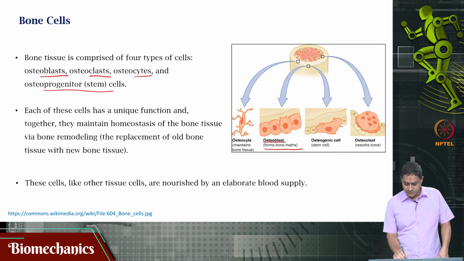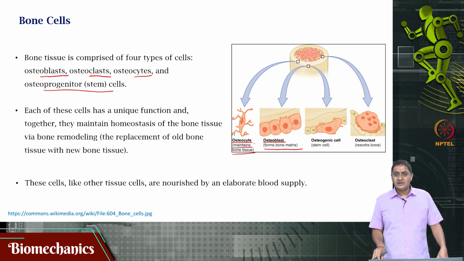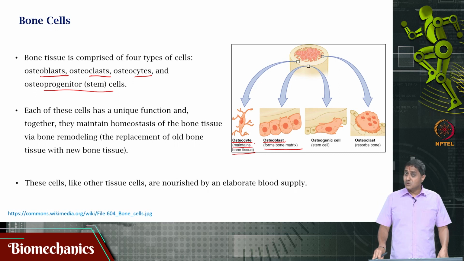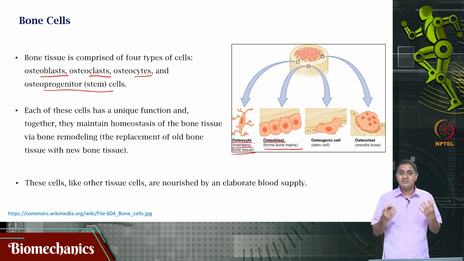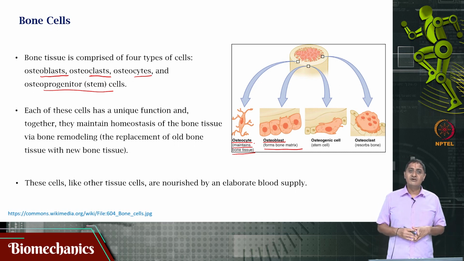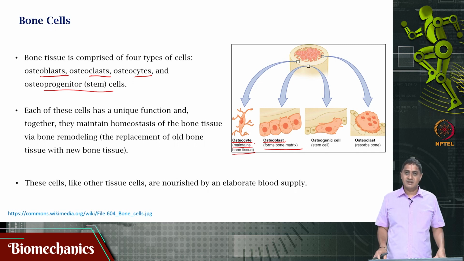This is what maintains the bone tissue. Osteoblasts secrete these materials, whereas osteocytes do not secrete them, but they are surrounded by the materials that they secrete, and they live for many years. They may have a long life, like 20 or 25 years.